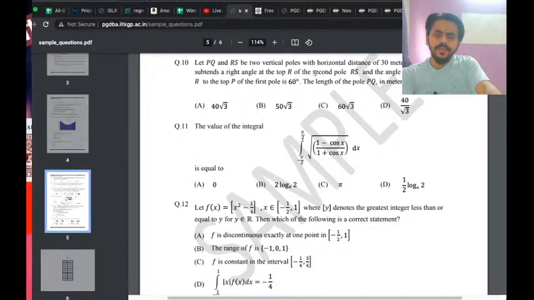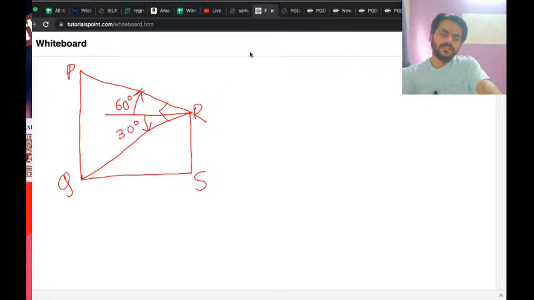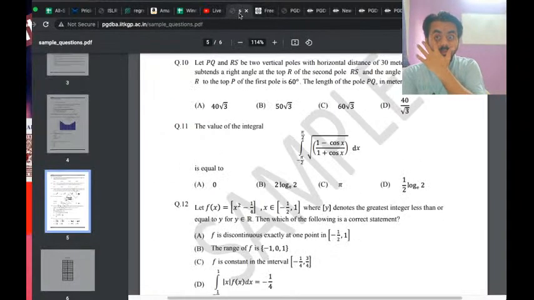Then the angle of deviation from R to the top of P is 60 degrees, which means this angle is 60 degrees. So in that case, this angle becomes 30 degrees, and the distance between them has been given as 30.